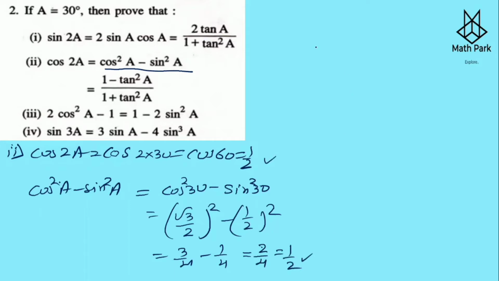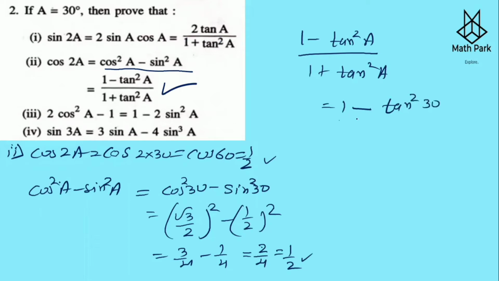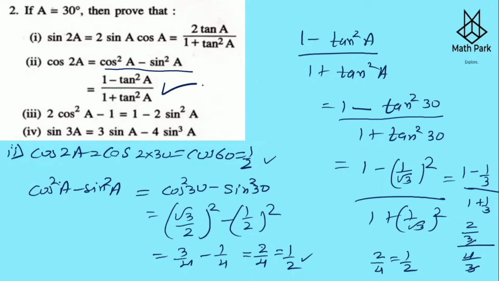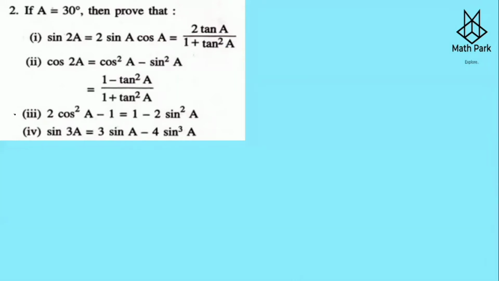So we are done with two parts. Let us do the third part of this, which is 1 minus tan square A upon 1 plus tan square A, which is equal to 1 minus tan square 30 upon 1 plus tan square 30. Tan 30 is 1 upon root 3, so we have 1 minus 1 by 3 upon 1 plus 1 by 3. For the numerator we are getting 2 by 3, and for the denominator, 4 by 3. So this is how we get 2 by 4, which is equal to half. Thus we have proved the second part also. All three are half, half, and half.